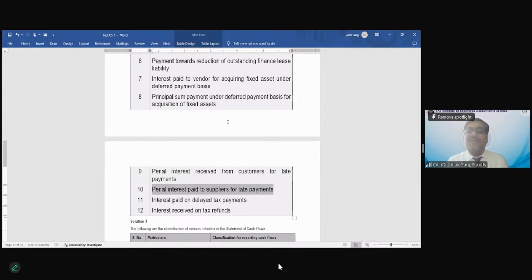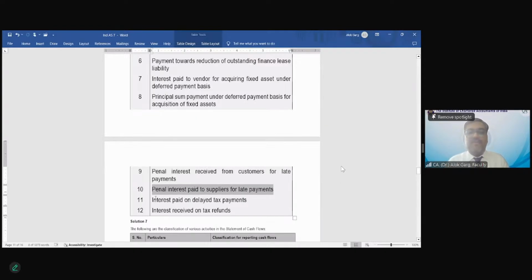So this is not a deferred interest. This is a penal interest. Okay. So it is different from the deferred payment terms. When you have taken any asset on deferred payment terms, that will not be a penal interest. That will be an interest. But whatever penal interest is there, it is the operating activity.